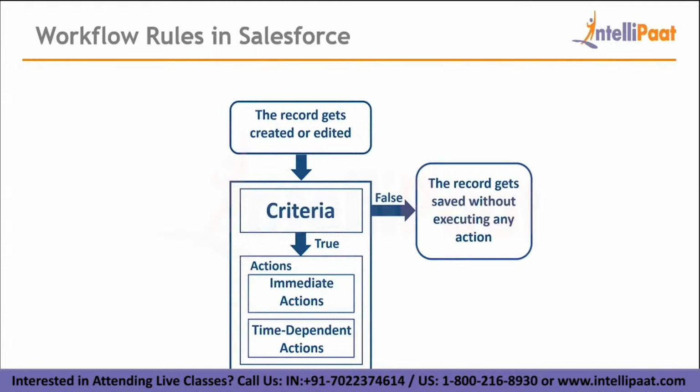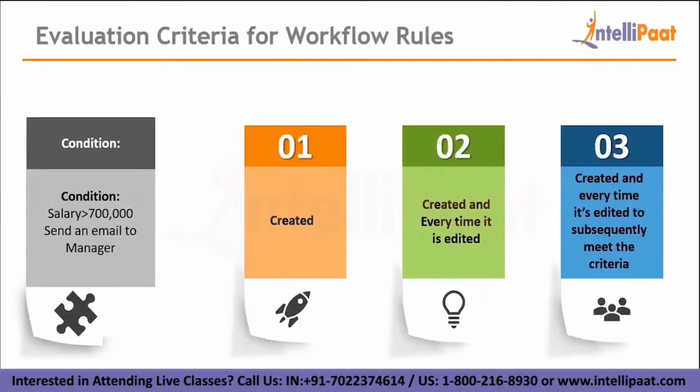So I'll get into a little more depth about this. Let's talk about these evaluation criteria that we have in workflow. There are 3 evaluation criteria: created; created and every time it is edited; and the third, created and every time it's edited to subsequently meet the criteria. Let's talk about this via a condition. In this condition, if the salary of a particular employee is more than 7 lakhs, an email would be sent to the manager.